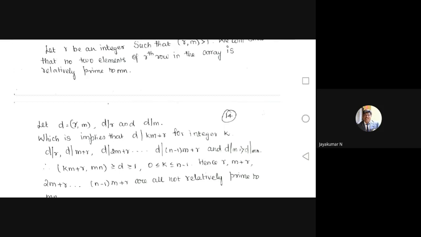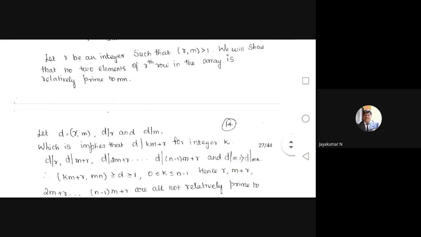This is one of the applications studied in the previous unit. If D divides R and D divides M, we can write that D divides the linear combination of R and M, that is, D divides Km plus R for any integer K.